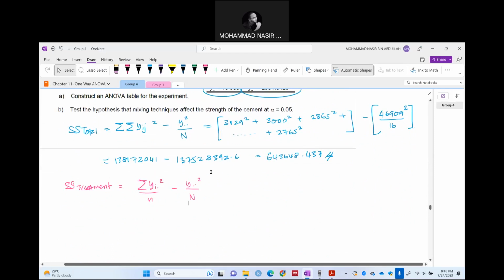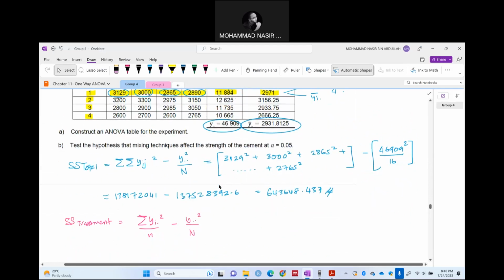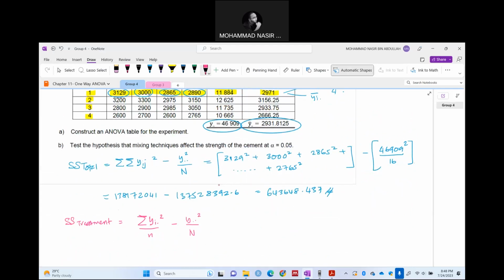Right. So this one, xi dot means the total for each treatment. The total for each treatment. So this one should be 11,884 square plus 12,625 square plus 11735 square plus 10,665 square. This one divide by 4.